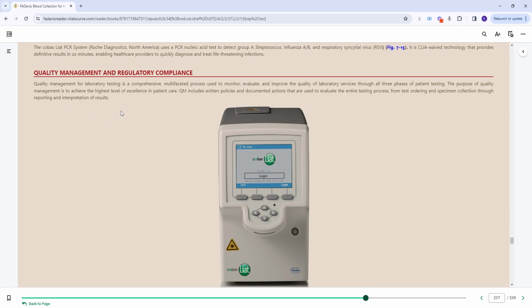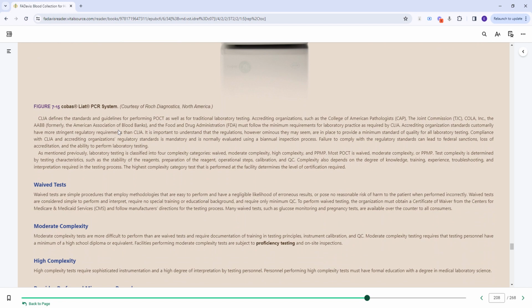So quality management for lab testing is comprehensive. Quality management is the overall process. There are written policies and documented actions to evaluate the entire testing process, from test order through specimen collection and reporting of results. So you need to know that.